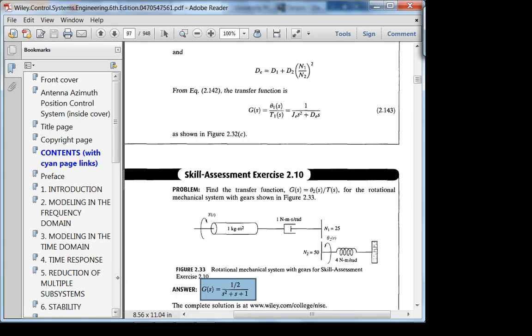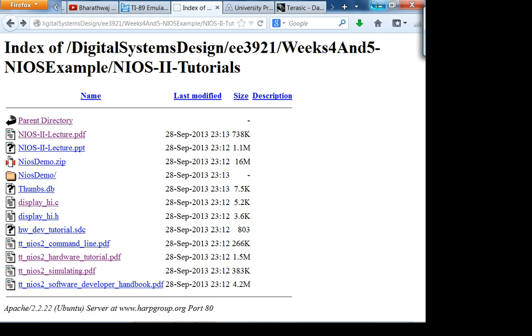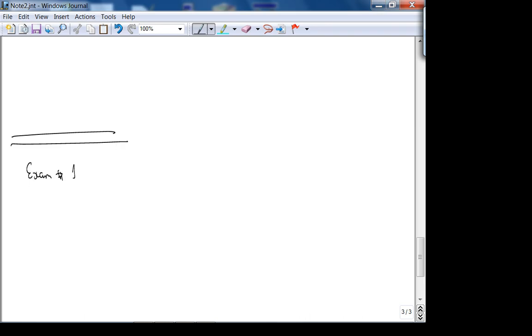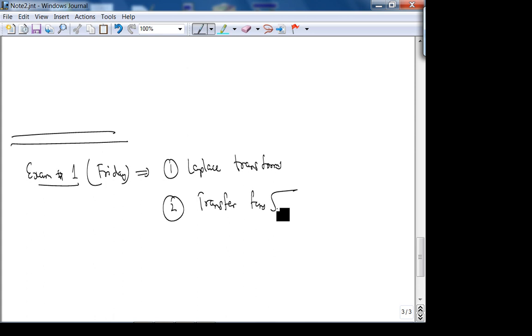So your first exam is on Friday. Is it Friday or Thursday? Yeah, Friday. So, what's going to be covered on the exam? Exam 1 on Friday is going to be number 1, Laplace transforms, number 2, transfer functions. There you go, that's what I was looking for. There are 3 kinds of transfer functions I can ask. Electrical, and then mechanical: translational mechanical and rotational mechanical. Okay? Basically, this will involve gears. Okay?